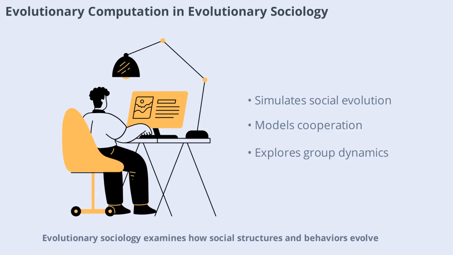Evolutionary sociology examines how social structures and behaviors evolve. Evolutionary computation simulates the emergence of cooperation, social norms, and group dynamics. These models help explain the evolution of complex societies and the factors that promote social cohesion.